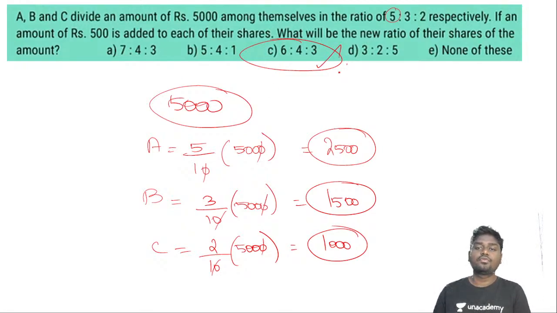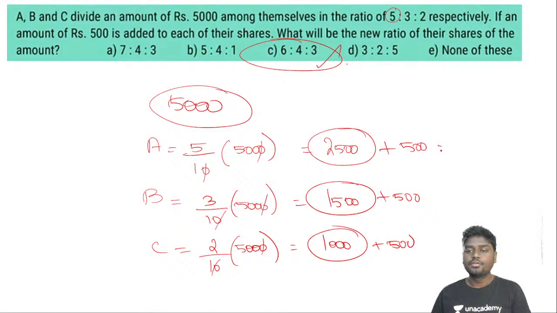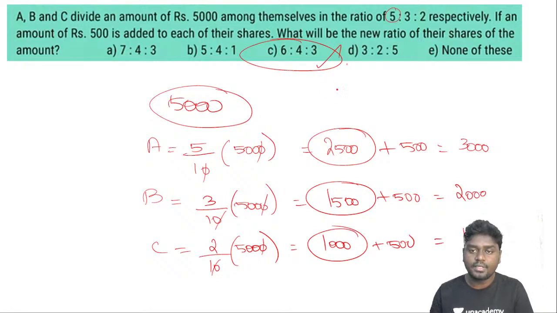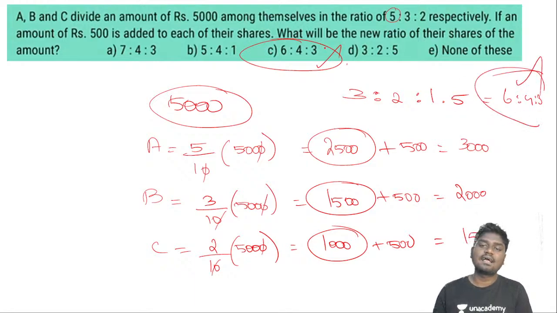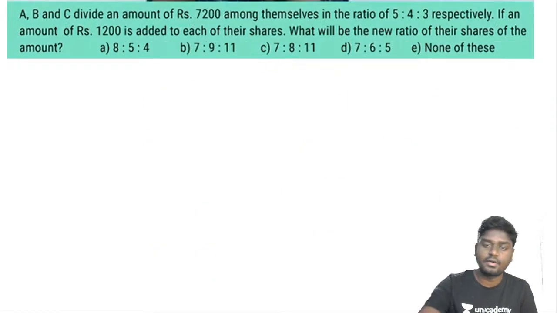So we have 6:4:3. Now what happens here? Everybody gets 500 in addition to the share. So if you do so, you'll be getting exactly 3,000, and here 2,000, and here 1,500. So you get ultimately the ratio 3:2:1.5, if I'm not wrong. And if you multiply by 2, you get ultimately 6:4:3. So the answer is exactly option C. Very good, guys. Good going. It is absolutely option C, 6:4:3. Very good.